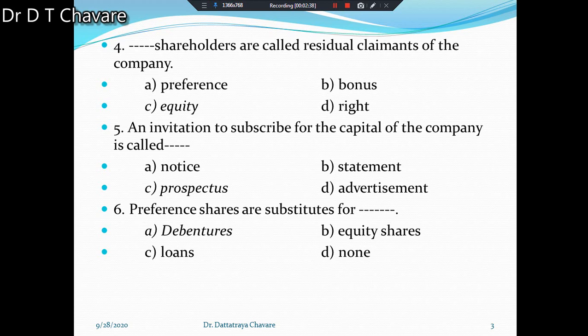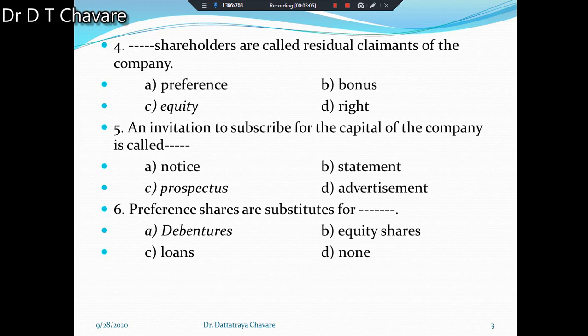Then next question is there: an invitation to subscribe for the capital of the company is called dash dash. Notice? No. Statement? Not at all. Prospectus? Yes. That's why that is the right alternative for this question.